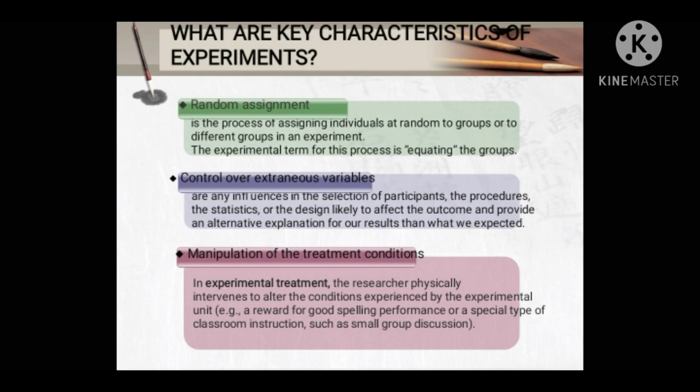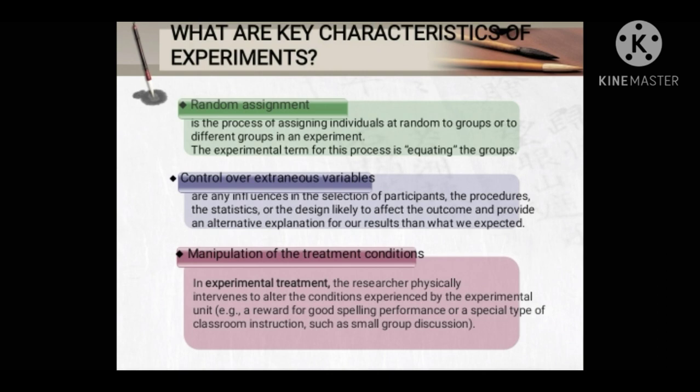Random assignment is the process of assigning individuals at random to groups or to different groups in an experiment. The experimental term for this process is equating the groups. Equating the groups means that the researcher randomly assigns individuals to groups and equally distributes any variability of individuals between or among the groups or conditions in the experiment.